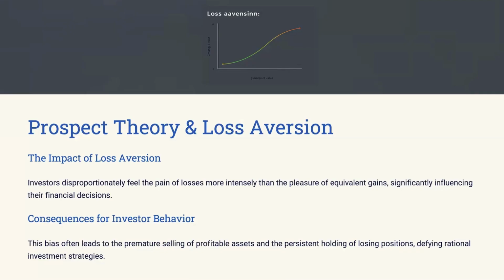From a point of view analogy, imagine you have two identical doors. Behind one, you might gain 100. Behind the other door, you might lose 100. According to loss aversion, the feeling of losing 100 behind the second door will be much more impactful and painful than the joy of gaining 100 behind the first.